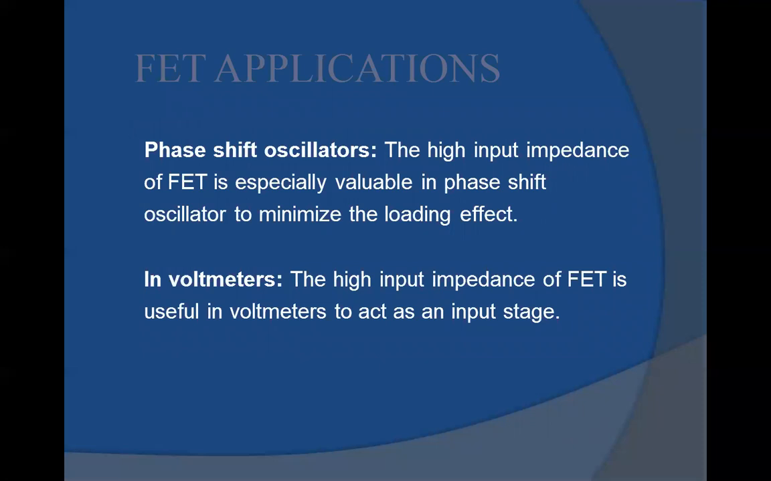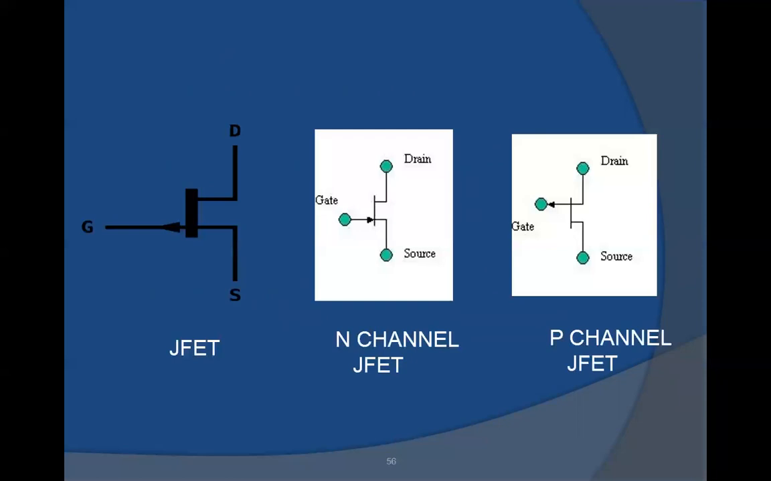It can be used as a phase shift oscillator for its high input impedance advantage to minimize the loading effect. In voltmeter, it can be used as a high input impedance device, which will be useful at the input stage. This is the symbol of JFET, that is the N channel JFET and P channel JFET. Thank you.